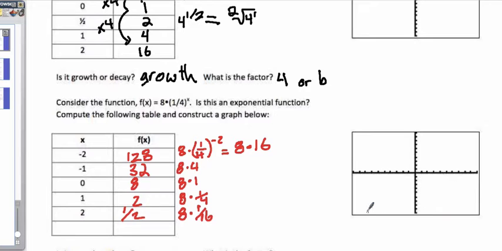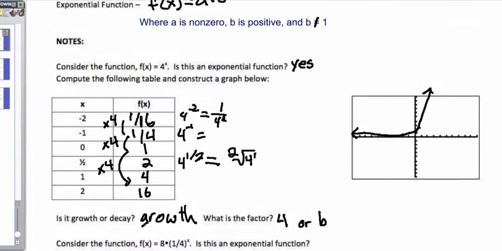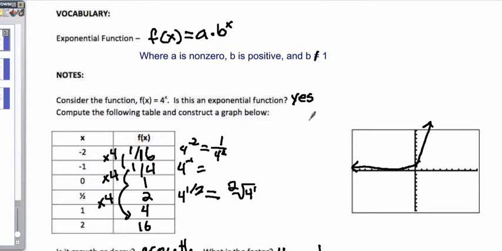So go ahead and plot these points and then see if you come up with the same graph as I do. Okay, there we go. You can see that instead of crossing at 1, it's crossing at 8. Well, why is that? That's because our a is 8. So when we plug in 0 for our exponent, we end up with 1. So our a is actually the intercept. Very cool. That happened up here too. We said that our a is 1. Well, there is our intercept.